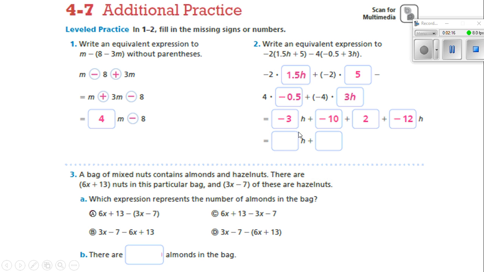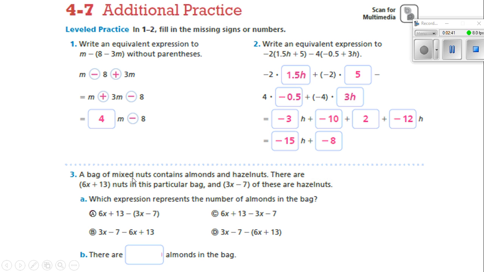And now we can combine these together. Let's get the like terms. -3h, well, this does not have an h in it. This doesn't have an h, but this one does. These are our like terms. -3h minus 12h, that's like we're missing 3 horses, and then we're missing 12 more horses. That means we're missing minus 15 horses, right? And then a -10 plus 2 will give us a -8.